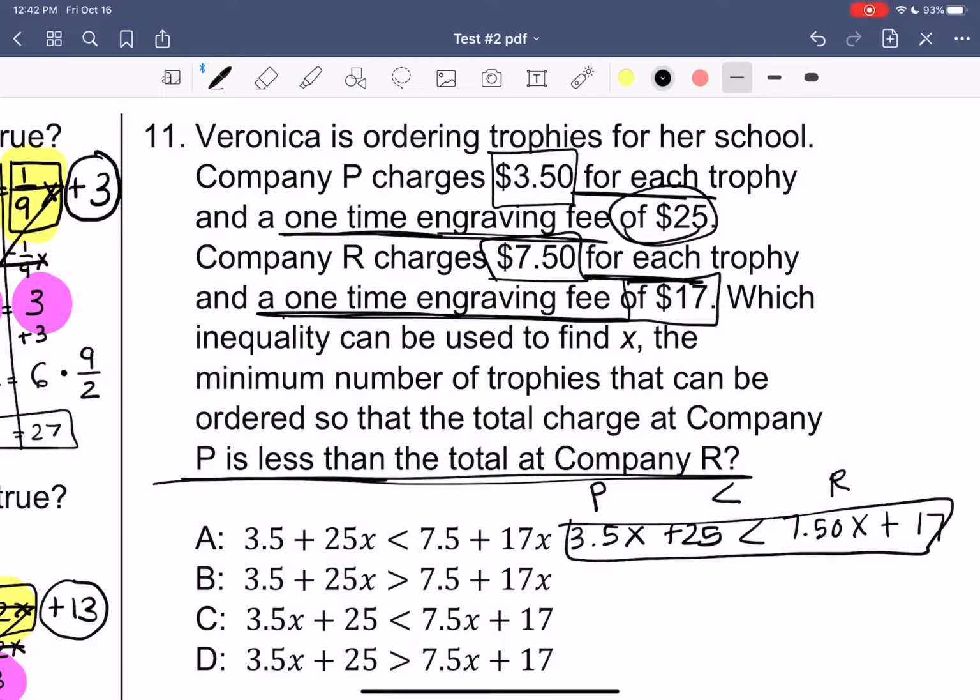So you're going to want to find the one that looks like this, and it looks like this is our answer here, C. These ones both say greater, and this one here, we have the variable on the wrong number.